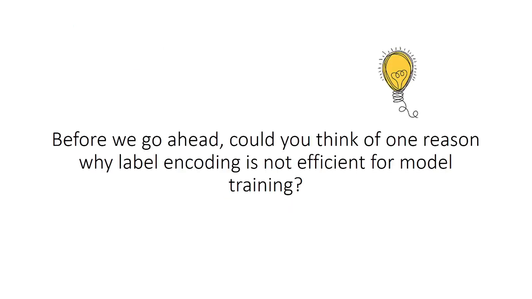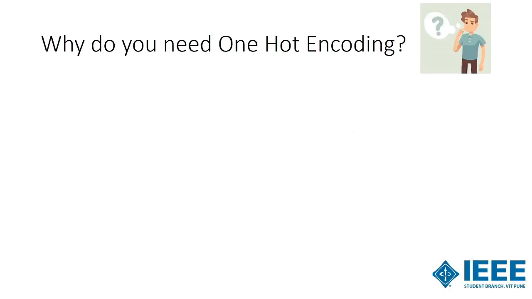But before we go ahead, I would like to ask you a question. Could you possibly think of one reason why label encoding is not that efficient for training our model? What makes One Hot Encoding better than label encoding? Pause this video here and give it a thought. Now, I hope that you have thought about it. Let us discuss why One Hot Encoding is given an upper hand over label encoding.